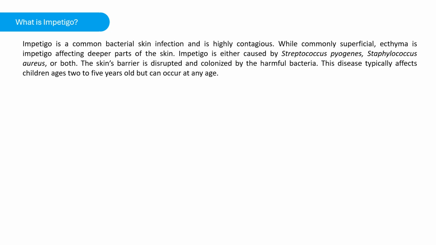What is impetigo? Impetigo is a common bacterial skin infection and is highly contagious. While commonly superficial, ecthyma is impetigo affecting deeper parts of the skin. Impetigo is caused by Streptococcus pyogenes and Staphylococcus aureus, or both. The skin's barrier is disrupted and colonized by the harmful bacteria. This disease typically affects children ages 2 to 5 years old but can occur at any age.